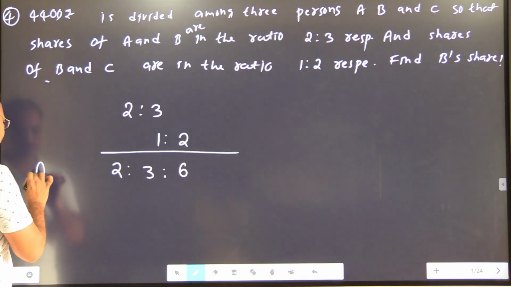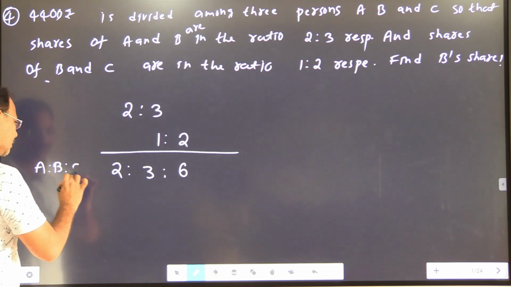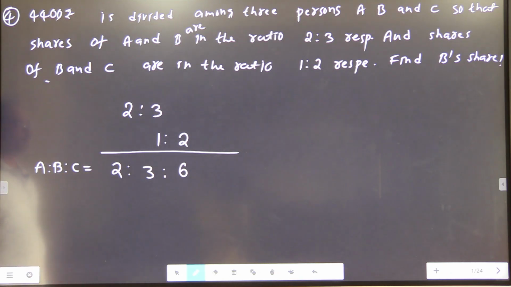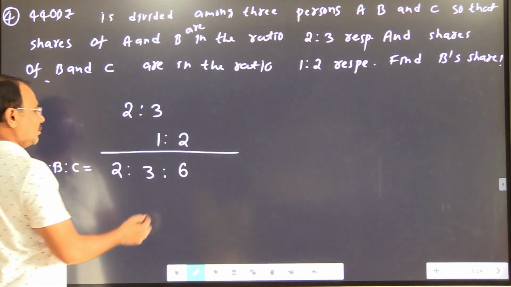So this is the ratio between the shares of A, B and C. A will get 2 parts, B will get 3 parts, C will get 6 parts. Total 2 plus 3 plus 6, 11 parts.